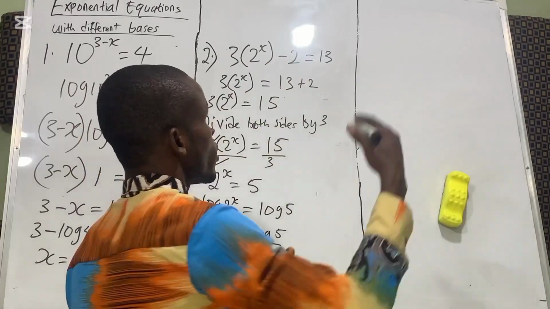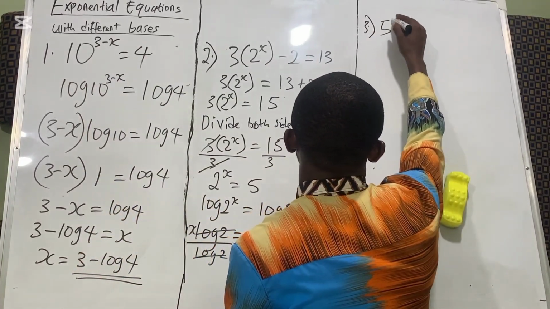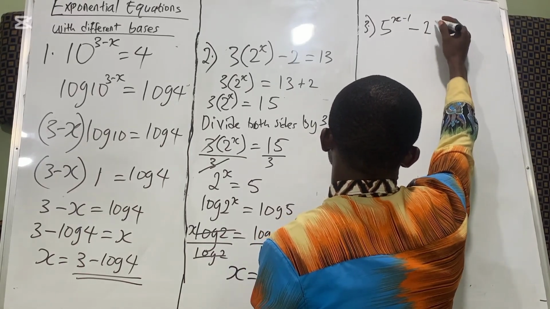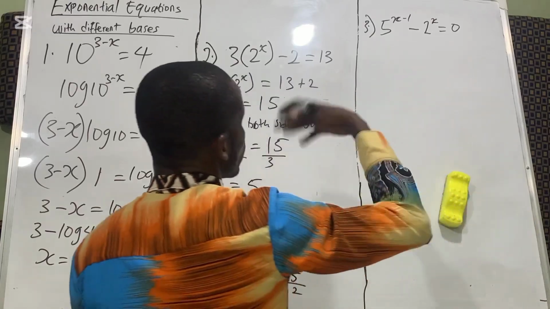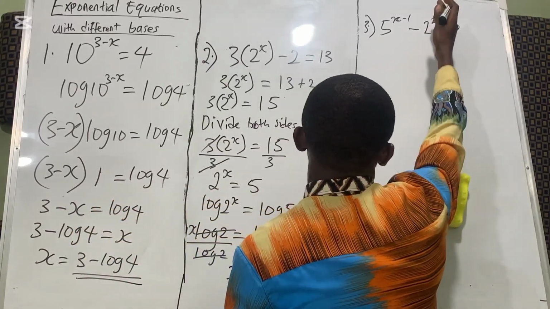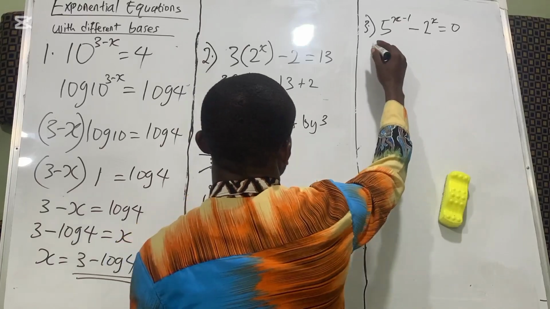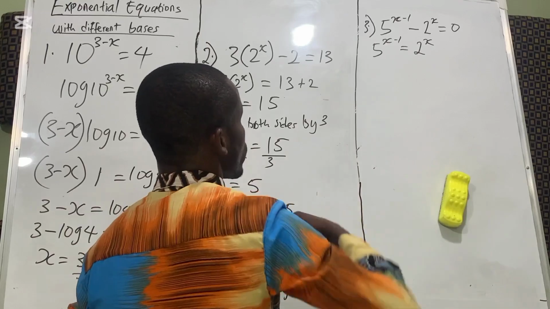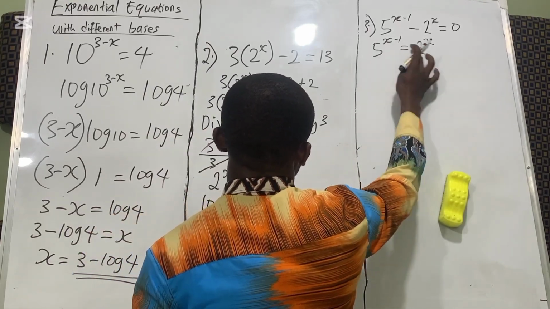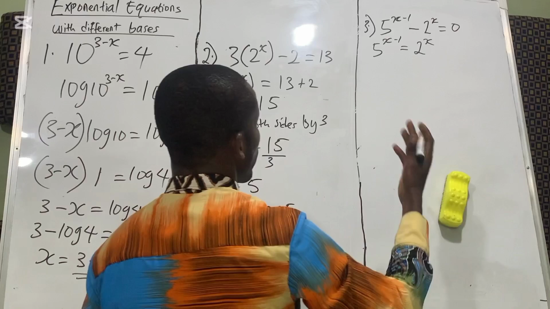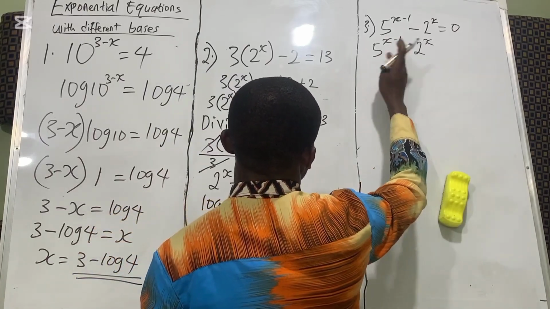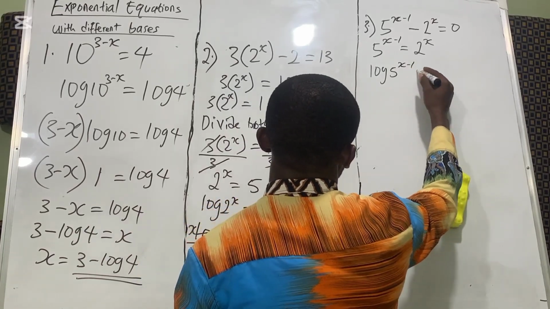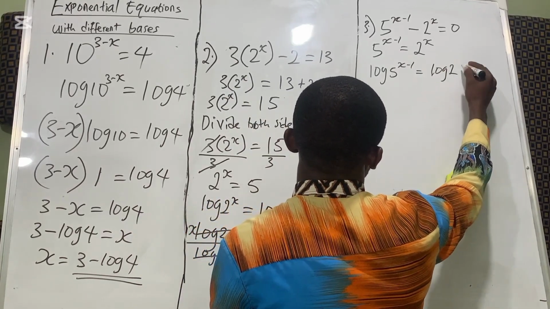The next question is 5 to the power of x minus 1 minus 2 to the power of x equals 0. To solve this, we can take the negative 2 to the power of x to the right hand side. That becomes 5 to the power of x minus 1 equals 2 to the power of x. Now 5 and 2 cannot be expressed in a common base. So we take the log of both sides, saying log 5 to the power of x minus 1 equals log 2 to the power of x.